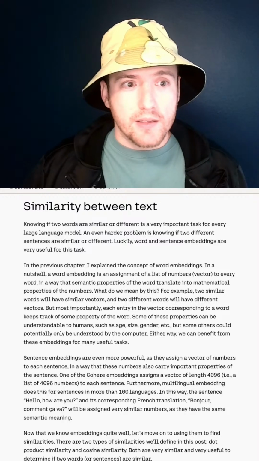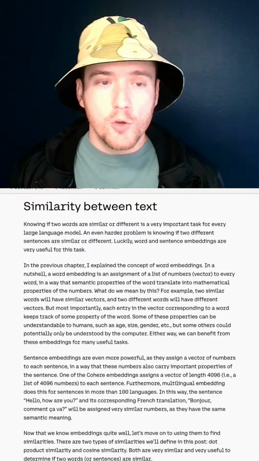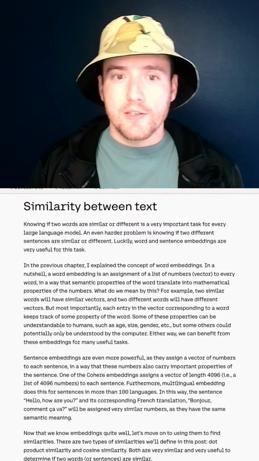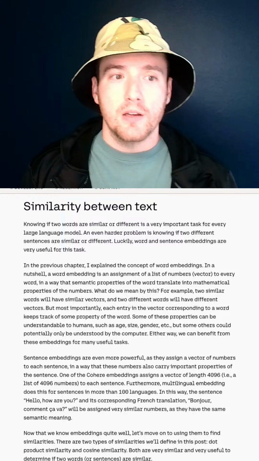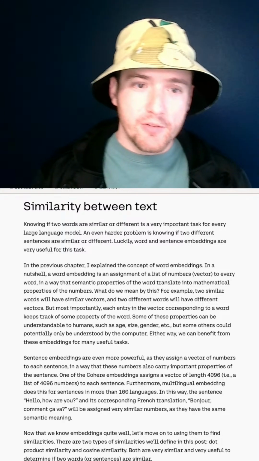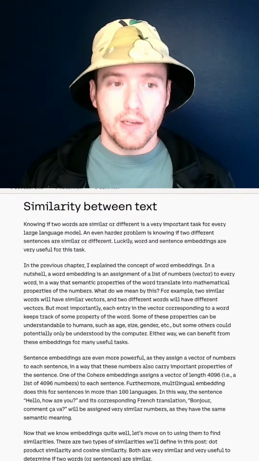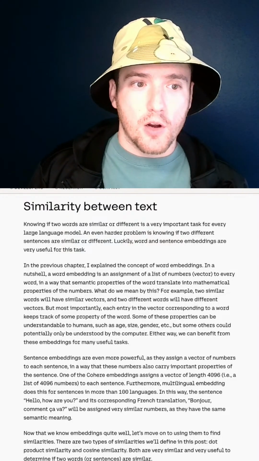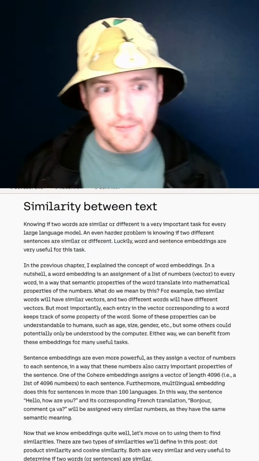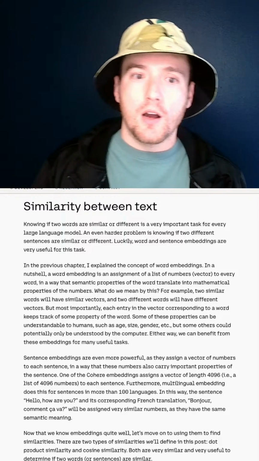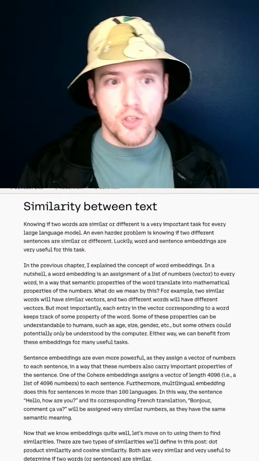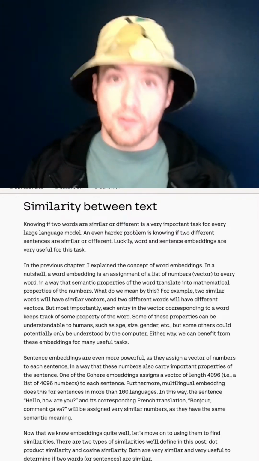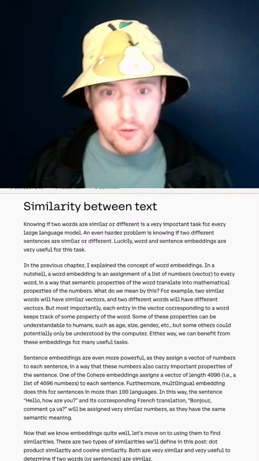Similarity between text. Knowing if two words are similar or different is a very important task for every large language model. An even harder problem is knowing if two different sentences are similar or different. But luckily, word and sentence embeddings are very useful for this task. In the previous chapter, I explained the concept of word embeddings.